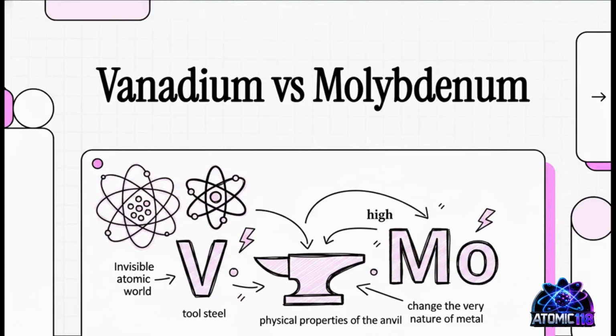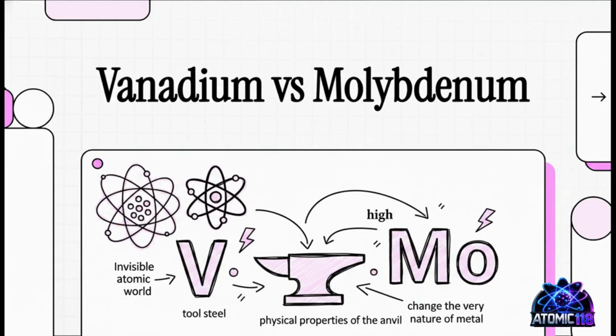Today, we're taking a wild ride from the invisible, quantum level of atomic bonds, straight up to the massive heavy-duty physical properties of the anvil. Think about it for a second. Every skyscraper, every car, every piece of industrial machinery out there relies completely on the hidden atomic secrets of the tools that shape them. Modern manufacturing just wouldn't exist without them.